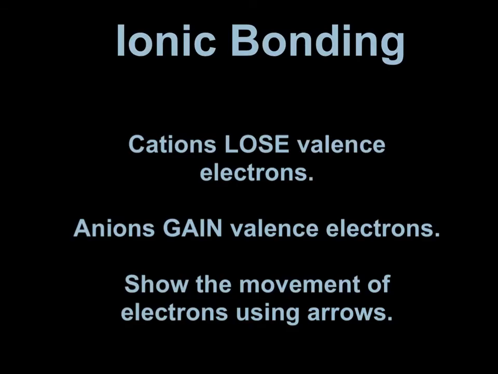So there are 2 basic types of bonds that an atom can form. The first is called an ionic bond. An ionic bond will form between a metal and a nonmetal. The metal, recall, forms a cation, and the cations will lose their valence electrons. The nonmetal will form an anion, and it will gain valence electrons, and we're going to show the movement of electrons using arrows. So let's look at some examples of what an ionic bond would look like.